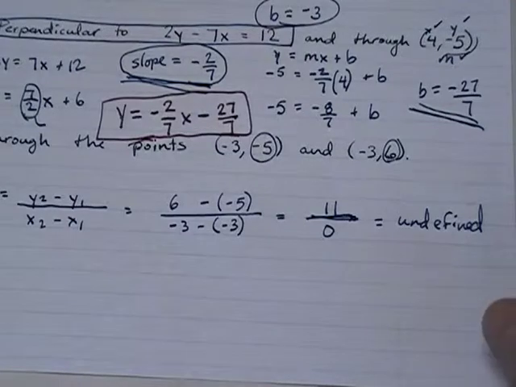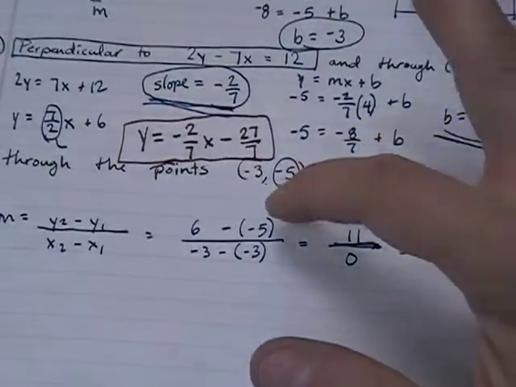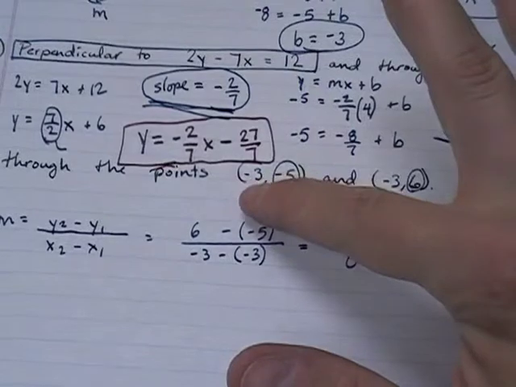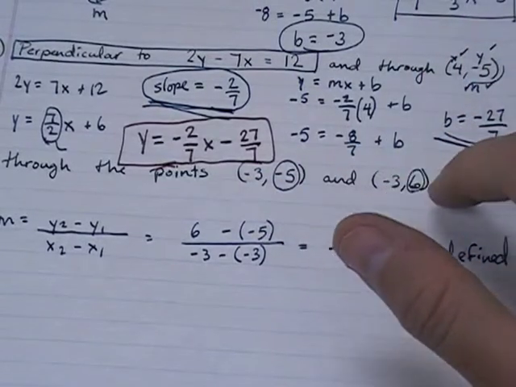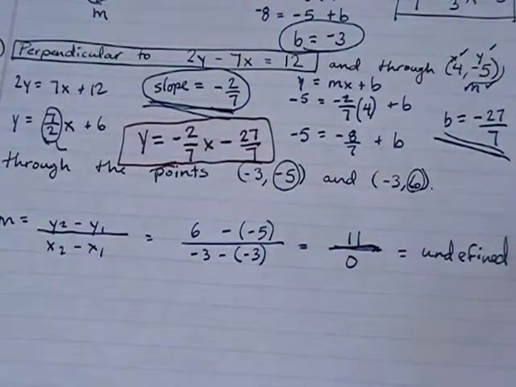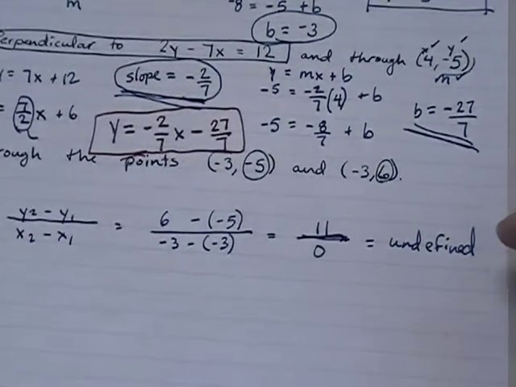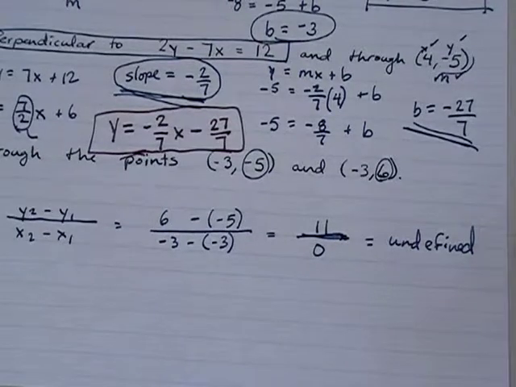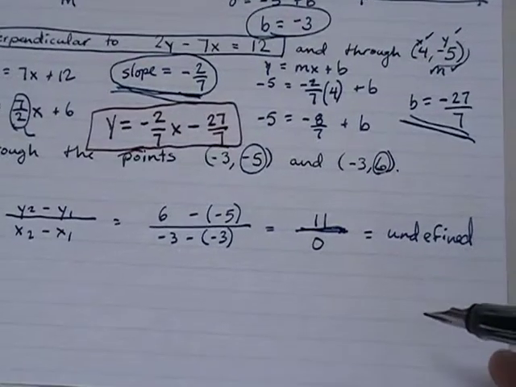Or B, if you plot these 2 points, you'll notice that the x, -3, -5, and -3, 6, you go over 3 and down 5, you go over 3 and up 6, they're on top of each other, which again would graph a vertical line. So either remember that an undefined slope is a vertical line, or you can graph this on a sheet of graph paper and you'll see that it's a vertical line.